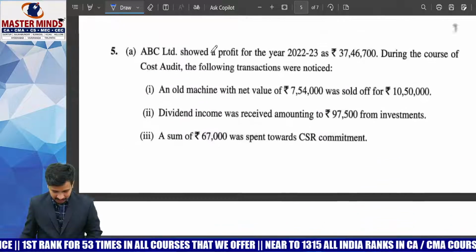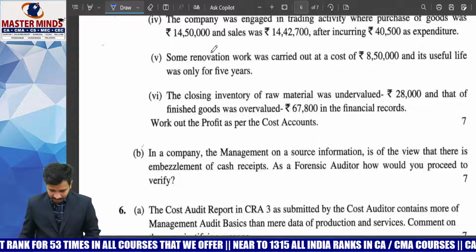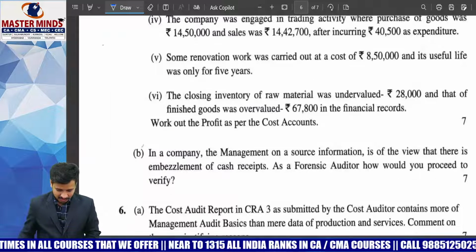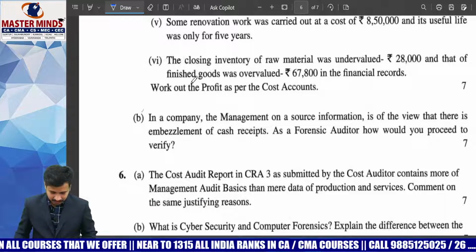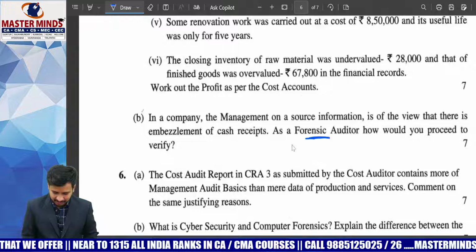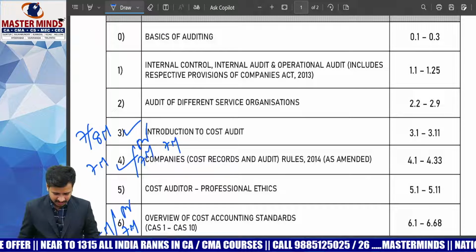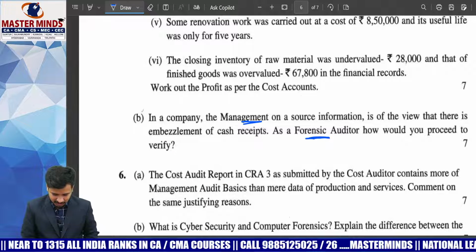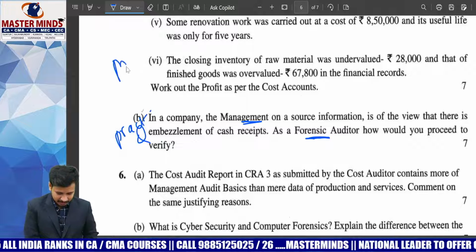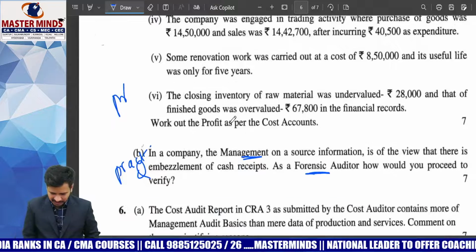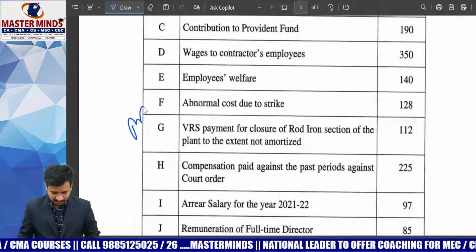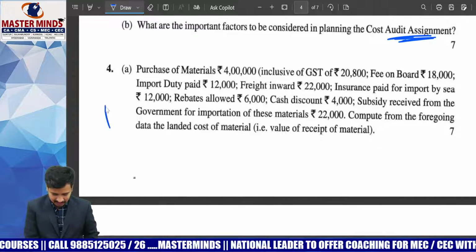And moving on to the next thing, question number 5A, again purely a problematic part from this chapter itself, CRAR, companies cost records and audit rules. And this is relating to forensic audit, but this is actually management and forensic combination, which is a totally practical question, and this is a problematic question. You can write this practical question with hard common sense, nothing great at all. This is a problematic part, even this is a problematic part.